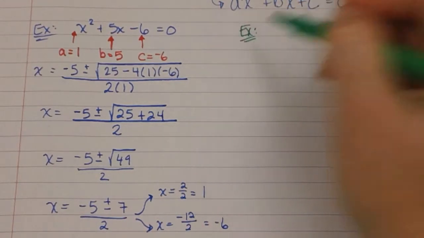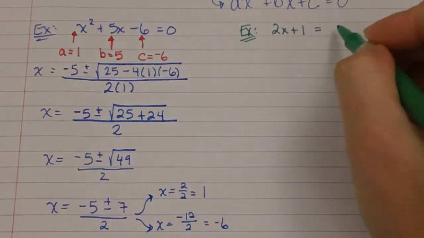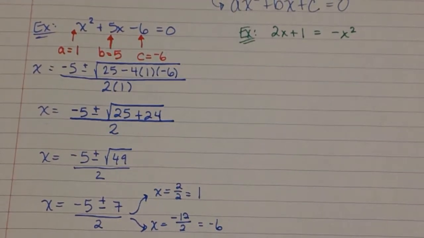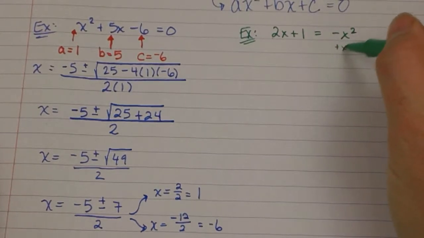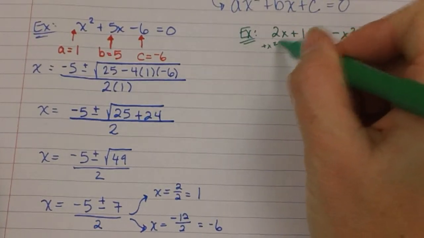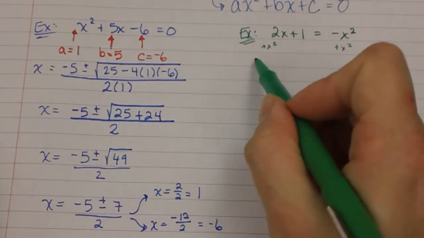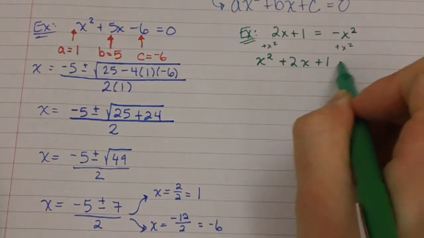Let's look at one that works out differently. Let's see, 2x plus 1 equals negative x squared. Keep in mind that the quadratic formula requires that the quadratic equation be in standard form. So we're going to need to start by moving this x squared to the other side. And we want to put it in front of all the other terms because it's our leading term. So we'll have x squared plus 2x plus 1 equals 0.